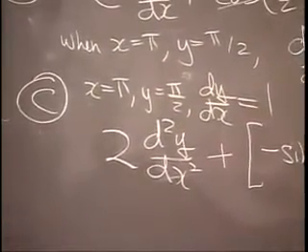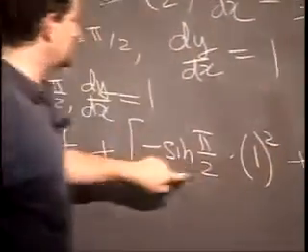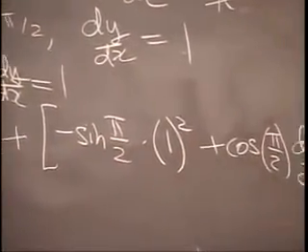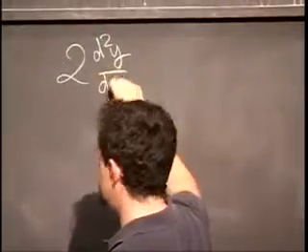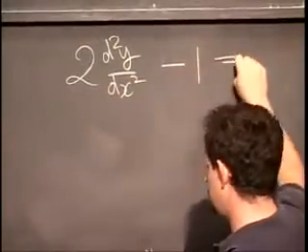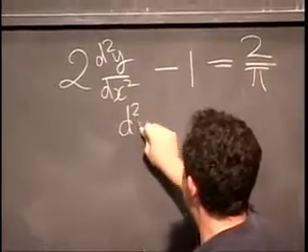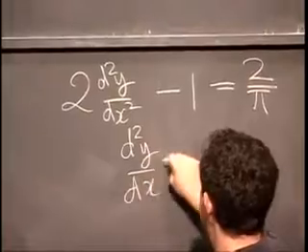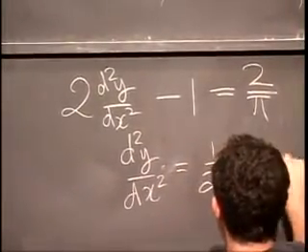Now, once again, we use the fact that cosine pi over 2 is 0, sine pi over 2 is 1, and if you rearrange this equation, you will get 2 d2y/dx squared minus 1 equals 2 over pi. So d2y/dx squared works out to be 1/2 plus 1 over pi.